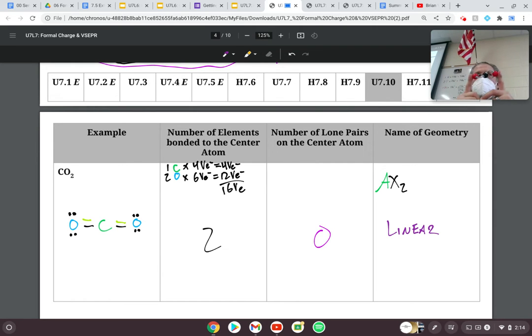This is a linear molecule, okay? It has a central atom. It has 2 atoms bonded to the central atom. And the bonds here are as far apart from each other in 3-dimensional space as they physically can be.